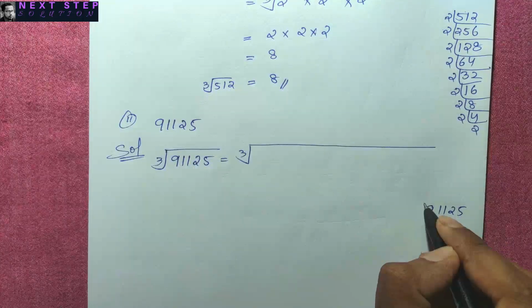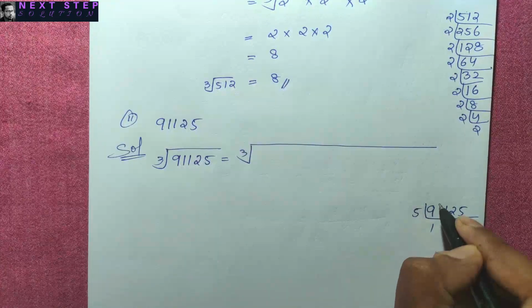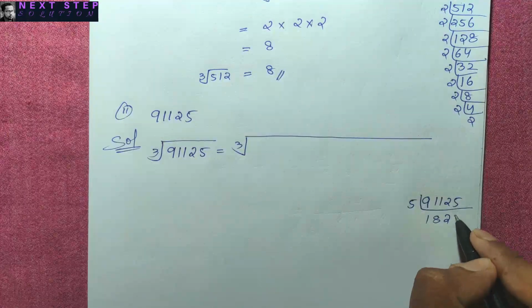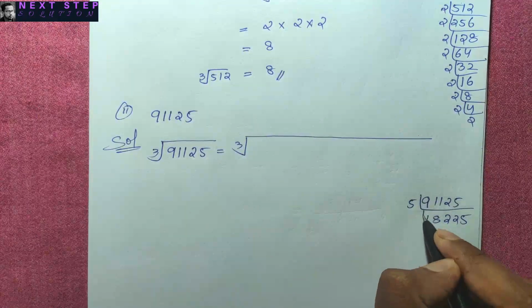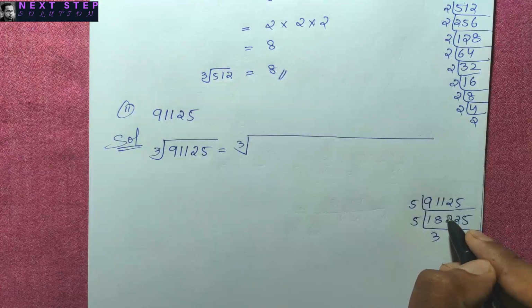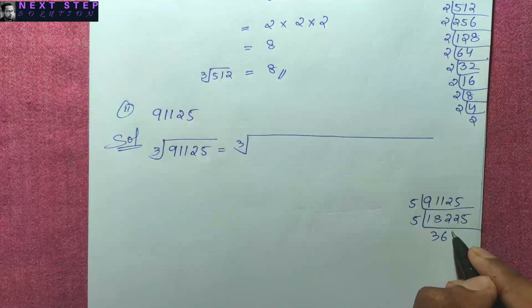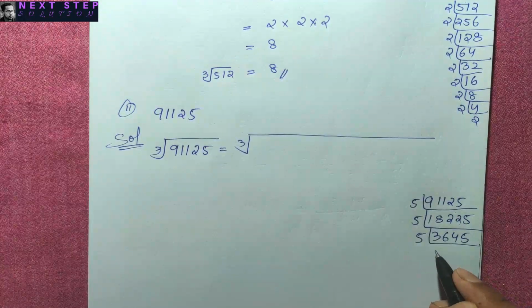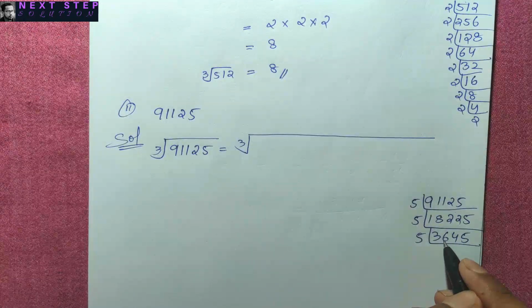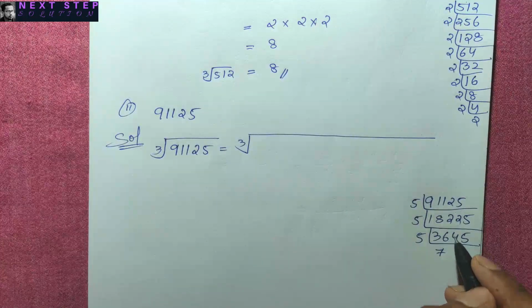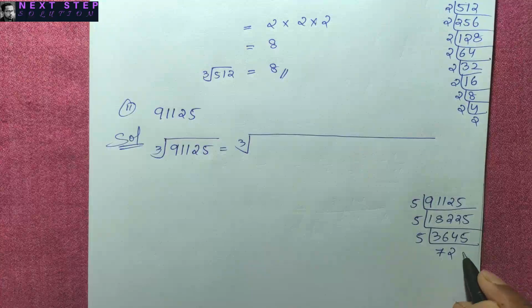Since it ends with 5, it can be factorized with 5. 5 ones are 5, 5 eights are 40, 5 twos are 10, 5 twos are 10, 5 fives are 25. Furthermore with 5, 5 threes are 15, then 5 sixes are 30, 5 fours are 20, 5 fives are 25. With 5 again, 5 eights are 40, 5 sevens are 35, 1 comes here, 5 twos are 10, 5 nines are 45.